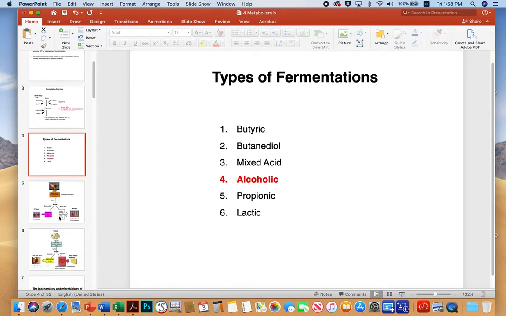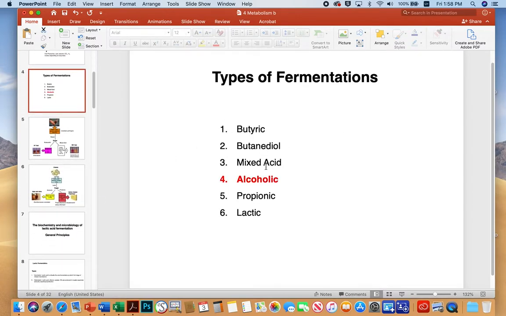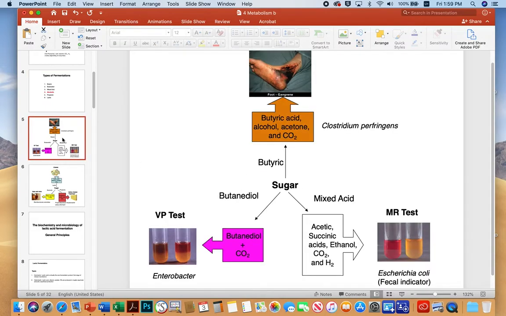Some of the types of fermentation, and I've highlighted the one that's most important for the class, alcoholic fermentation. But butyric and butanediol and mixed acid and propionic and lactic are other varieties as well. And so these cartoons sort of give you a walkthrough on the different kinds.